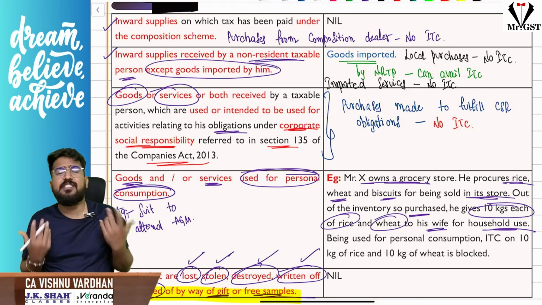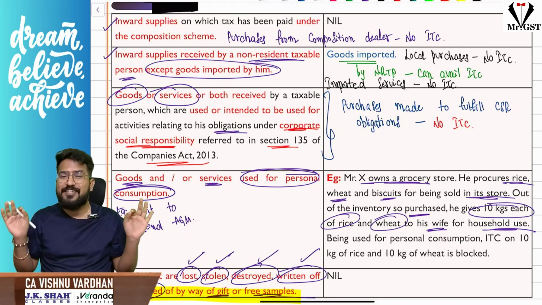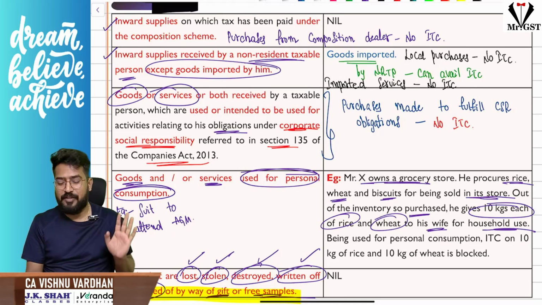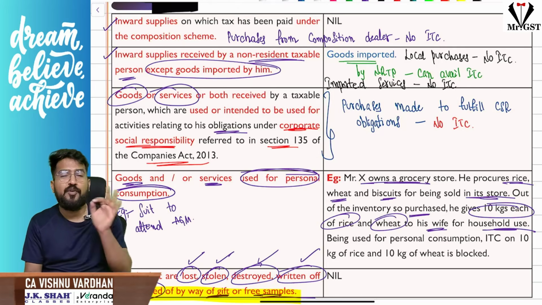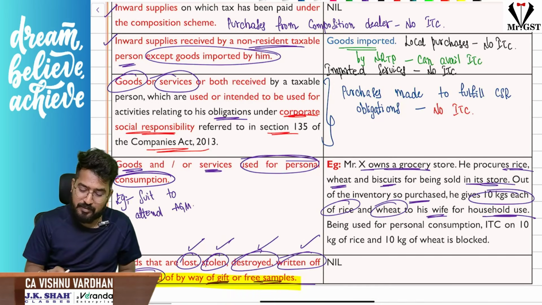Sir, I am a non-resident taxable person, sir. For you, all the purchases are blocked. So under 17 subsection 5, for you, no ITC at all, except the goods imported by you. So local purchases, no ITC. Any services you have imported, no ITC. Only goods imported, you can enjoy ITC. That is the benefit for non-resident taxable person.